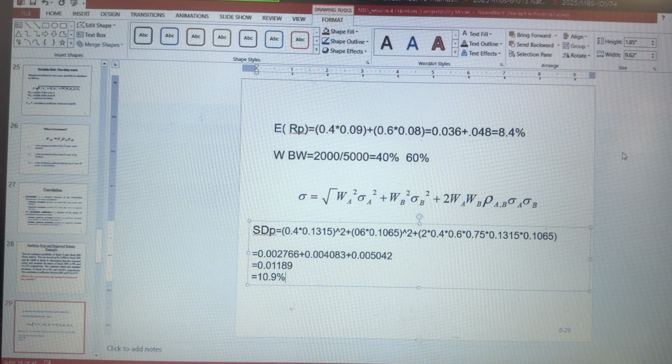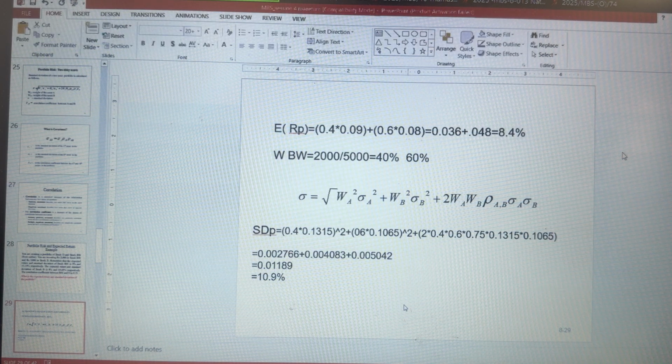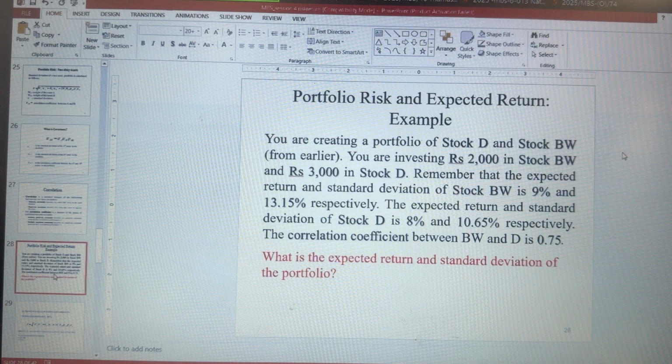If we take the square root of this, it becomes 10.9% standard deviation, right? This is variance, this is standard deviation. So directly we apply the equation, and we can calculate it now based on the given example. So what is the standard deviation of the portfolio?